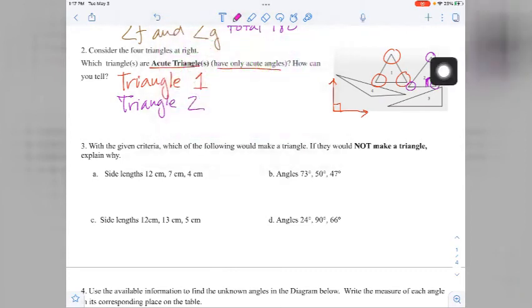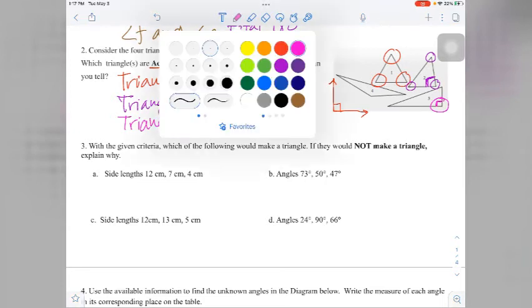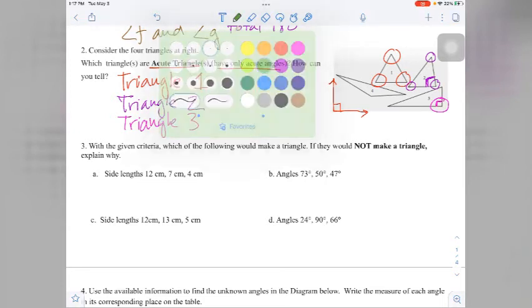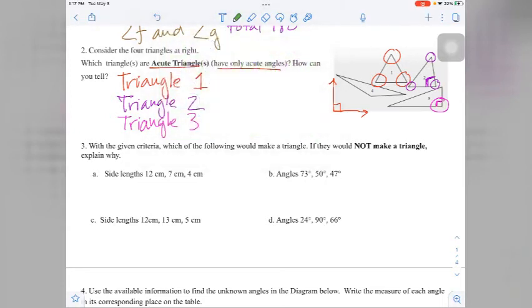Also, some students said that triangle 3 has a right angle. And if that's a right angle, then this is a right triangle, just like number 2. But some students said that it was not, and that it was an acute angle. If you did not see that as a right angle and you saw that as an acute angle, like if that was 89 degrees instead of 90, since we didn't show you that, then you could technically argue that triangle 3 is an acute triangle as well.